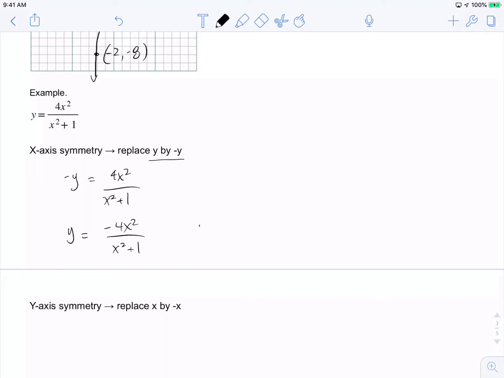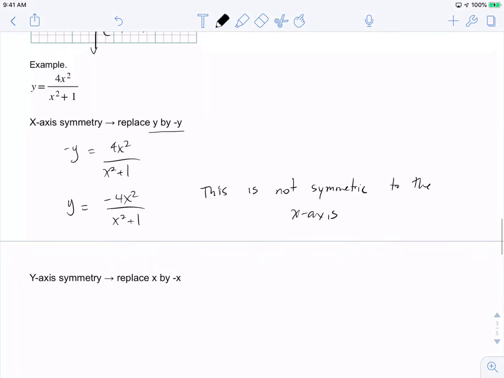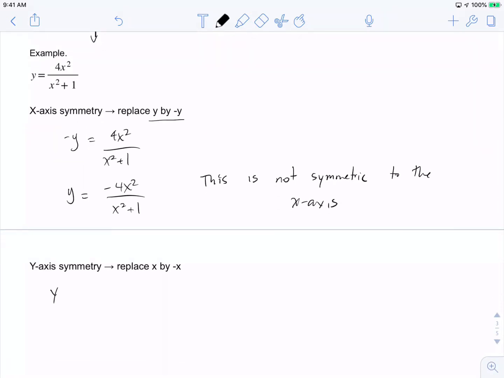And since it's not, this is not symmetric to the x-axis, or about the x-axis, some would say. Let's check that same problem for the y-axis, and so here I'll write the problem again just so we have it.